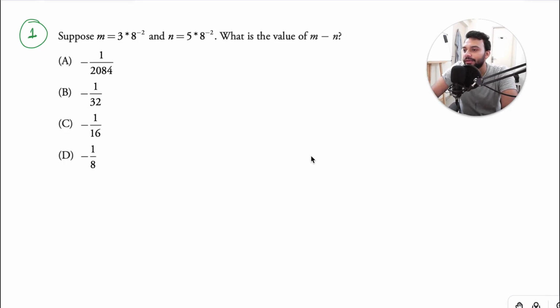Question number 1. Suppose m is equal to 3 times 8 raised to the power negative 2 and n is equal to 5 times 8 raised to the power negative 2. What is the value of m minus n? So, a standard exponents question.